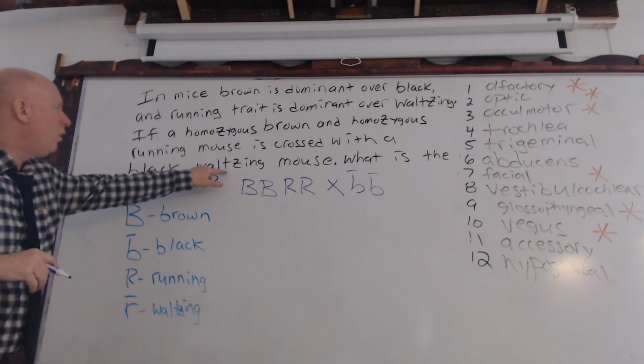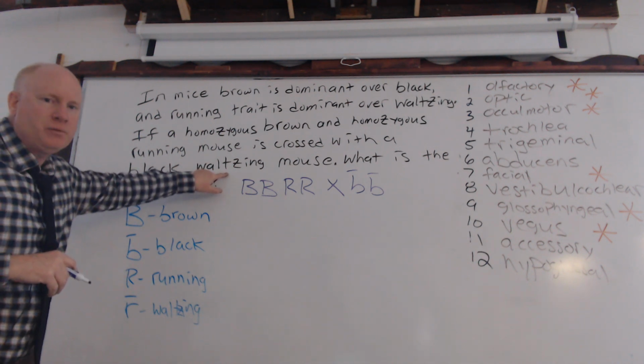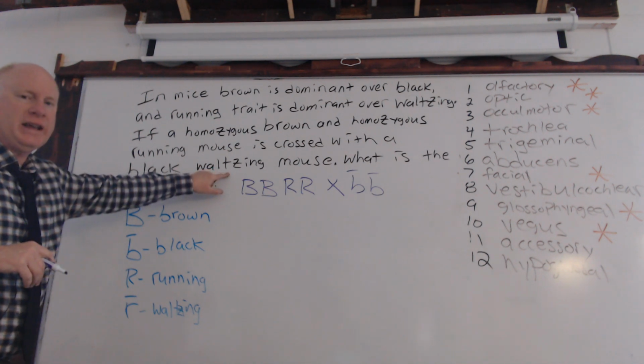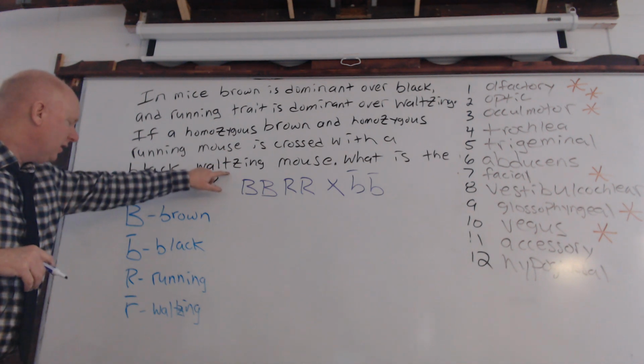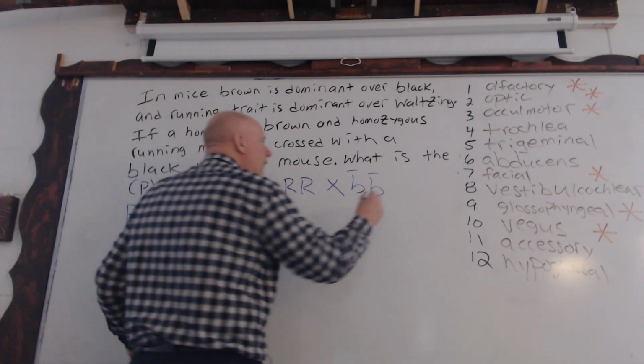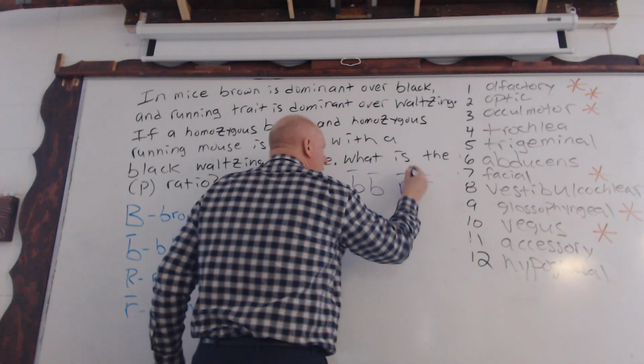Then it says that it's waltzing. It doesn't say it's heterozygous running. It doesn't say it's homozygous running. It doesn't say it's homozygous recessive. It just says waltzing. So here's our trait. The only way it can be the waltzing trait is if two lowercase r's are present.